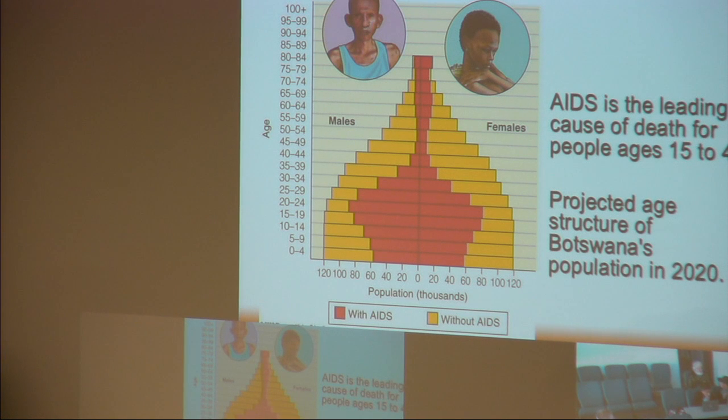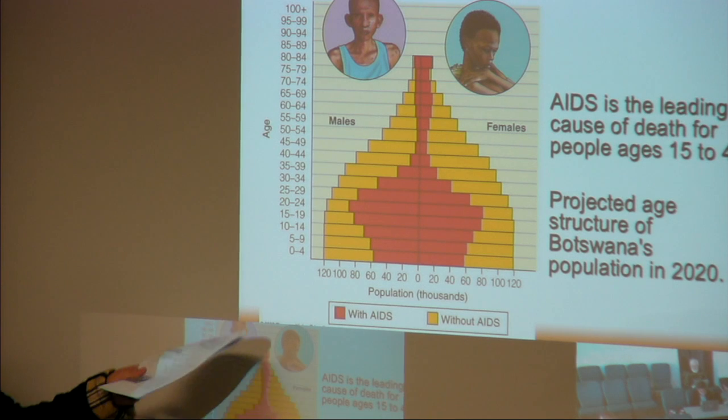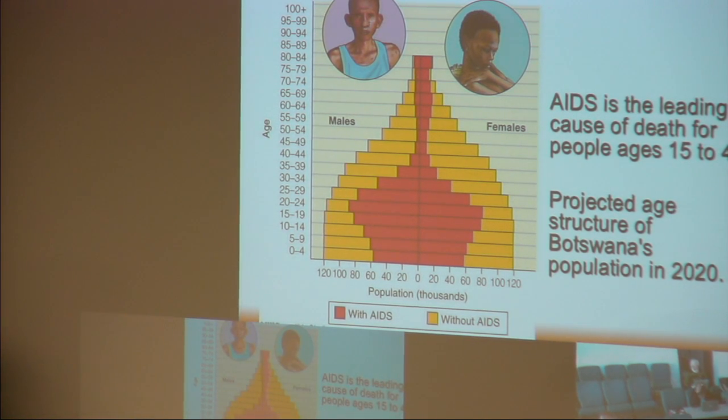So this is out of your book. This diagram here is showing you basically AIDS being a big death factor for the ages anywhere from 15 to 49. So this is projected what we're going to see in the year 2020 in Botswana. So look at this, especially the biggest, and it even breaks it down to males and females. So depending on what age you're looking at, sometimes it's equal, and then sometimes it's less males, and then once you get to this part here, it's more females.